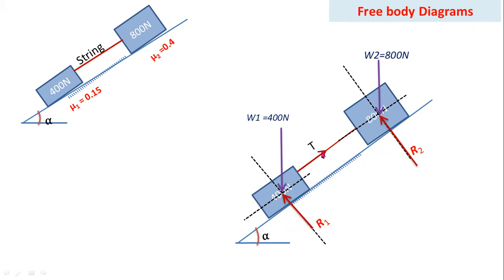Now this is the tension or tensile force induced in the string. If you are considering this block, you have to consider tension in upward action. When you are considering this 800 newtons block, then you have to consider left side tension.